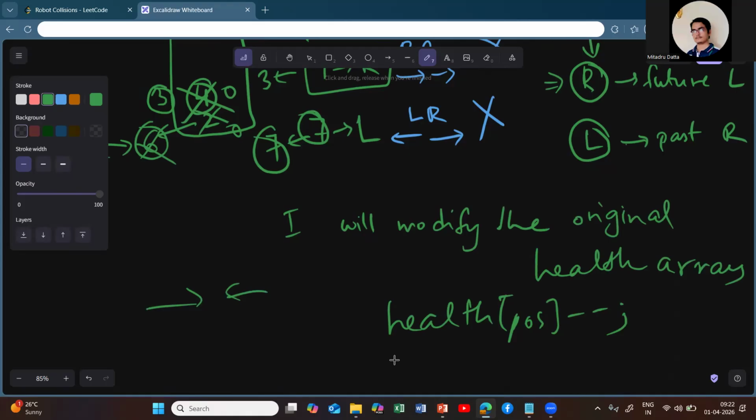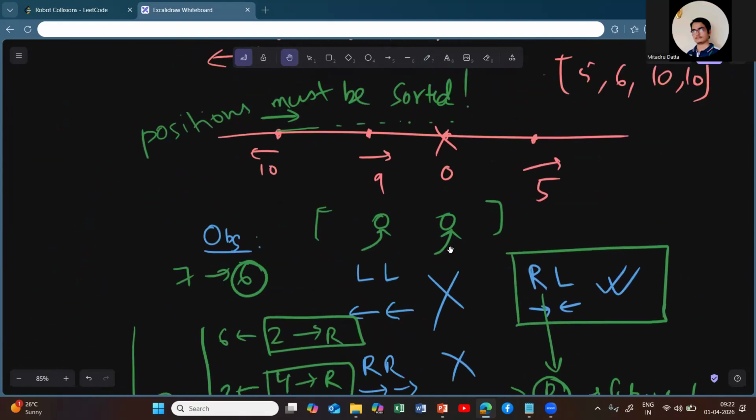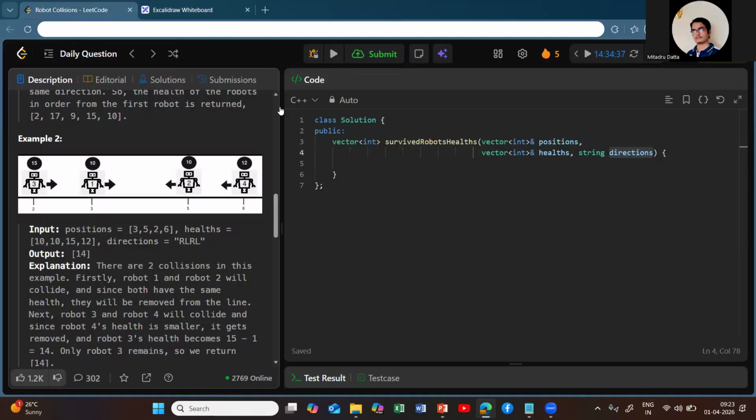So I will do this, or let's say I can also do something like this based on whichever is greater or smaller. And in this process, my health array will keep on modifying. Okay, my health array will be keeping on modifying. So let's see the coding. The coding is not at all difficult.